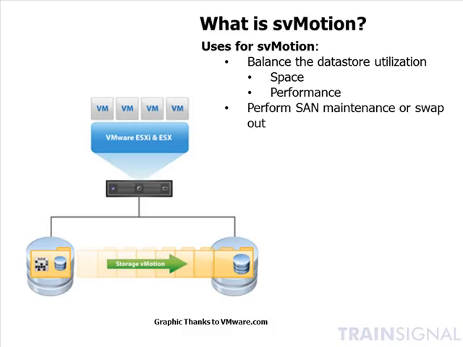Let's say you need to swap out a storage array processor, or maybe you've got some cache memory that needs to be upgraded, or cache memory that's gone bad. You could move the virtual machines on that SAN off onto another SAN, or even to the local disk on each ESX server, perform that SAN maintenance, and then move those virtual machines back. Storage vMotion is, like I said, one of the most powerful features of vSphere.